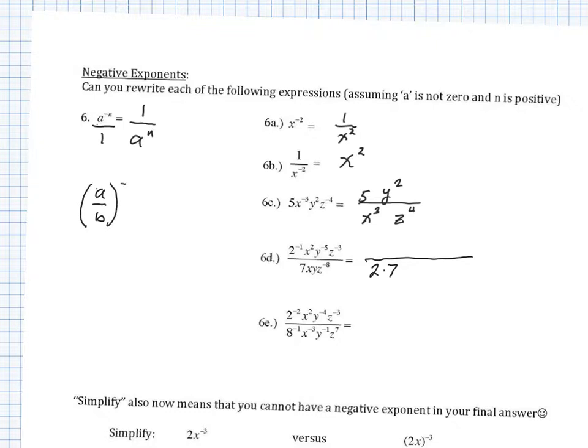The only time you flip the whole thing, Claire, is if you have something like this: A over B to the negative 1 equals B over A. So if the whole fraction is to a negative exponent, then we flip the whole fraction. But if it's just one value, only the value gets flipped. So whenever it's a negative, you just put it on the opposite side from where it was originally and make it positive. That's another way to look at it.